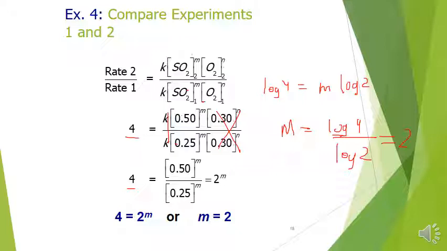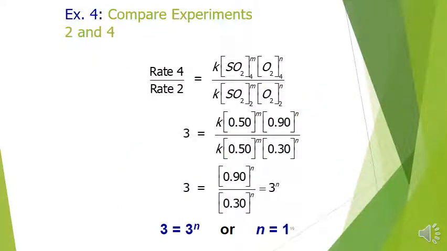But you still should set it up like this to come up with this here, and then you could take the log of both sides. And then for the oxygen, do the same thing. Set it up, and we're again going to use the rates from experiments 4 and 2. So plug the values in here. Notice that the rates cancel out, and so you end up with this here.